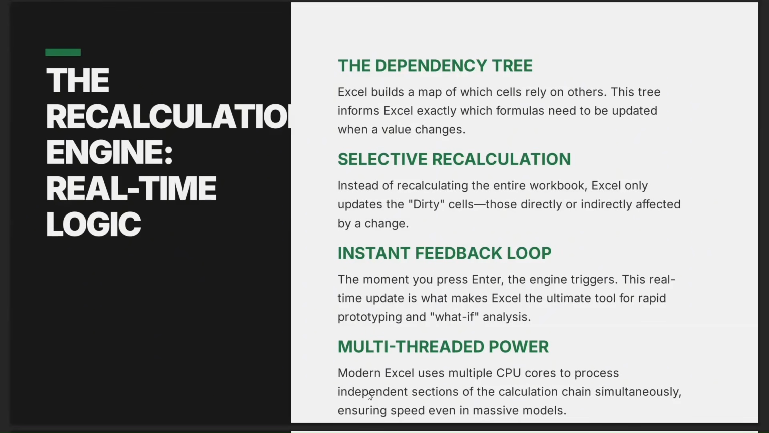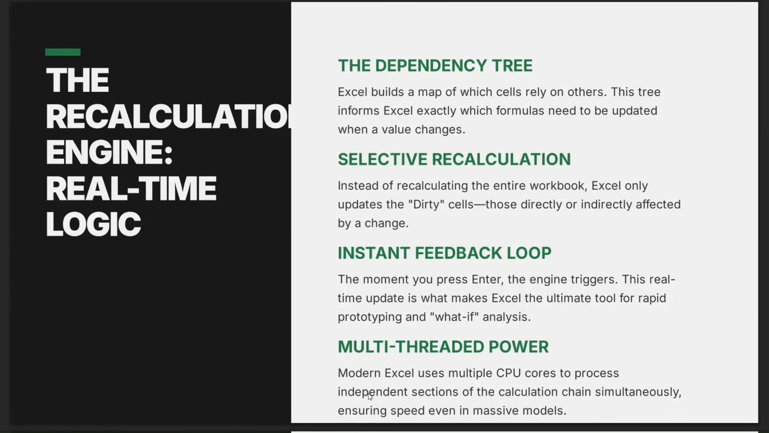So the real-time logic of understanding things inside of Excel, we have something called a dependency tree. Excel builds a map of which cells rely on others. This tree informs Excel exactly which formulas need to be updated when a value changes. Selective recalculation is, instead of calculating the entire workbook, Excel only updates the cells we call dirty cells, those directly or indirectly affected by a change.